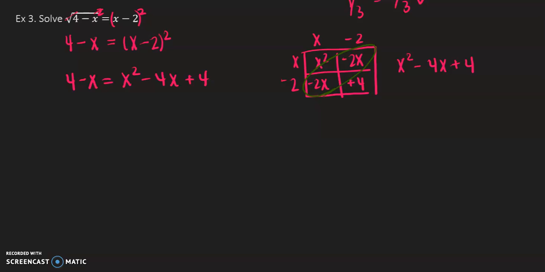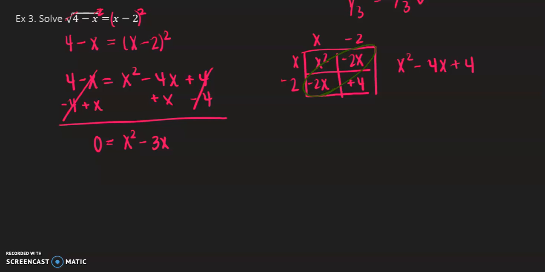Next thing you're going to do is, whenever you see a quadratic, you should always try to move everything over to one side. So I'm going to go ahead and subtract 4, add x, and then what you should get left on one side is 0. Okay, and then those cancel out too.